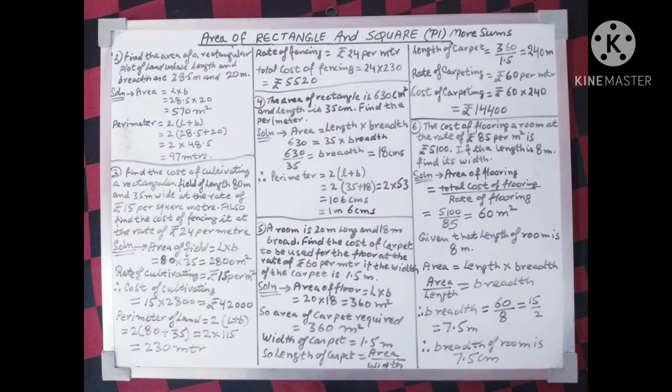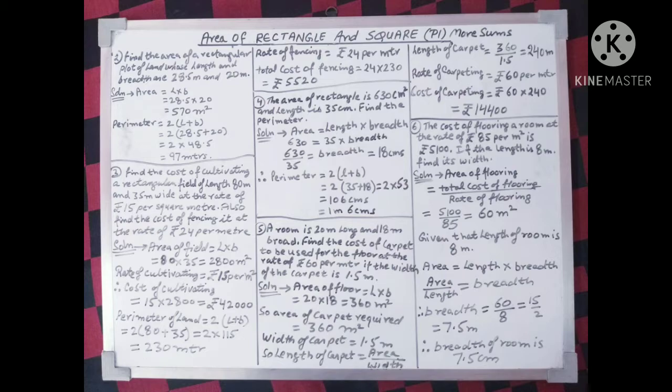Therefore, perimeter of the rectangle can easily be calculated now. Twice of (length plus breadth). So we get twice of (35 plus 18), that is twice of 53, which comes out to be 106 centimeter. Now 106 centimeter means 100 centimeter plus 6 centimeters. And 100 centimeters is equal to 1 meter. So we can write 106 centimeters as 1 meter 6 centimeters. Now let us see the next question, number 5.